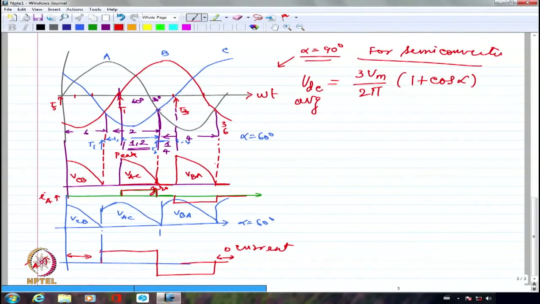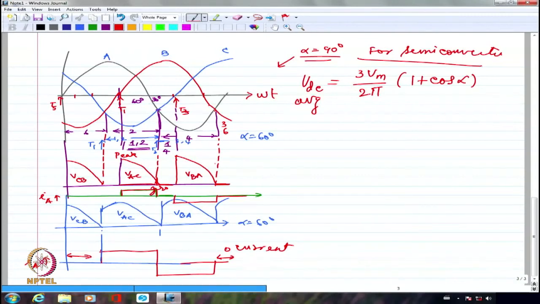So in this case that root of 2 by 3 will not work. So semi-converter is a pain basically for analysis. It's not very easy to analyze semi-converter in general. It's going to be pretty difficult unless you are given clearly the firing angle and clearly what kind of load and so on and so forth.